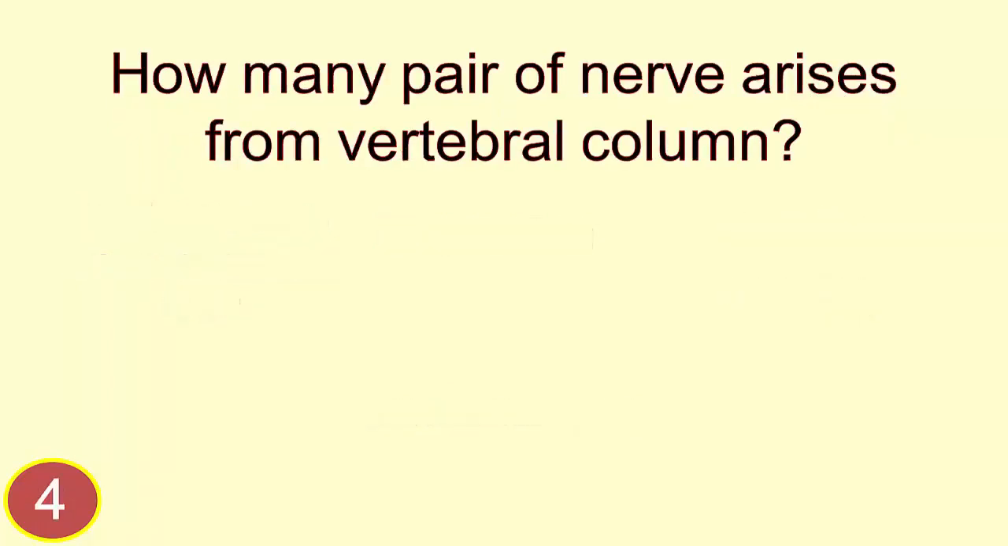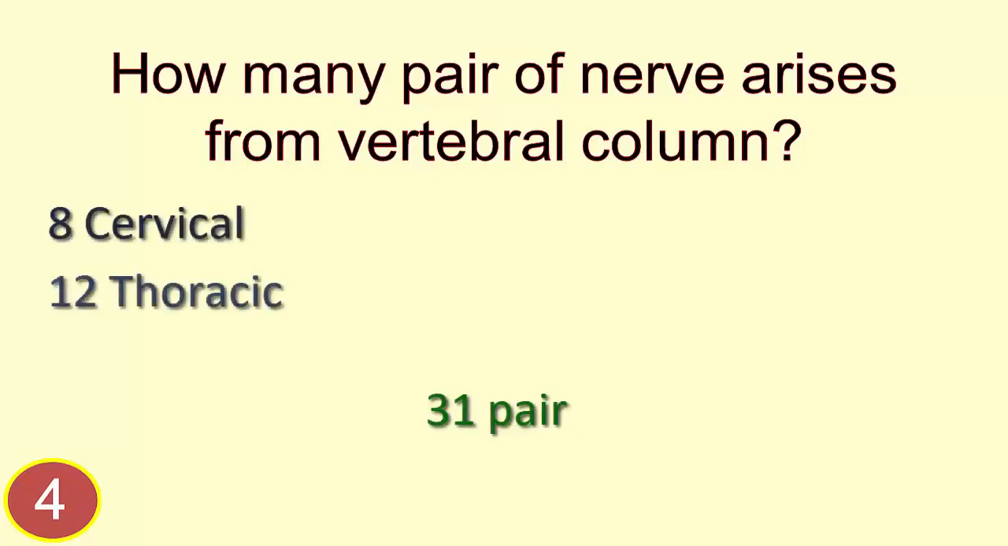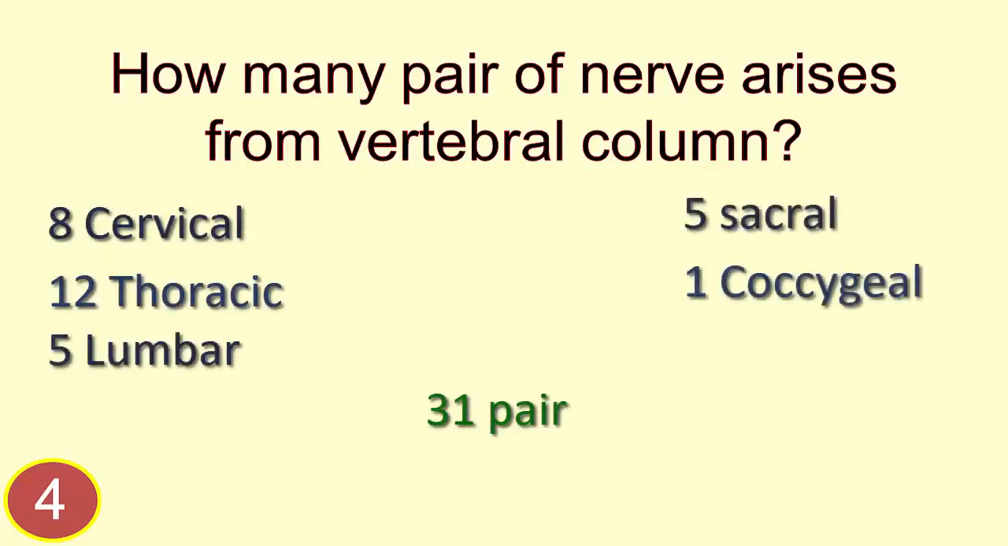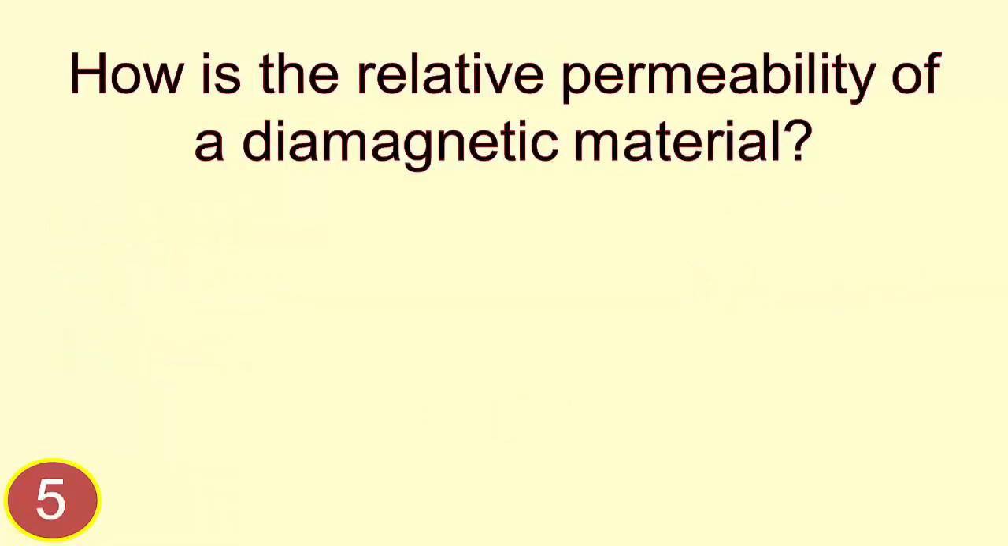How many pairs of nerves arise from the vertebral column? Answer is 31 pairs: 8 cervical, 12 thoracic, 5 lumbar, 5 sacral, and 1 coccygeal. How is the relative permeability of a diamagnetic material? Answer is less than unity.